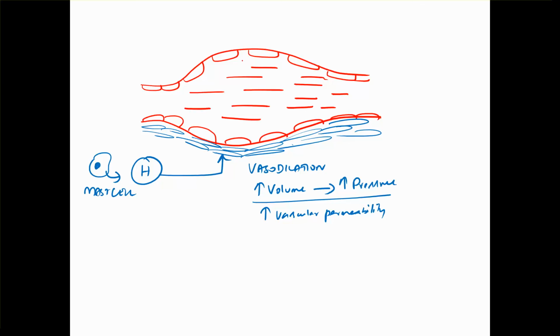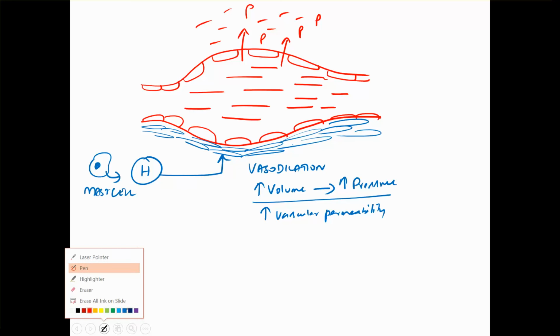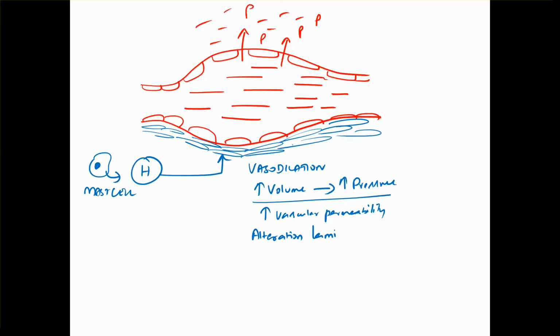Okay, and the fluid escapes out. So the fluid goes out along with protein. Now, because of these vascular changes, there is alteration in the laminar flow. Now you all know what laminar flow is, right? So there is a change in the laminar flow, which means the cells come to the periphery. Once the cells come to the periphery, if they touch the endothelium, the endothelial cells send them out.